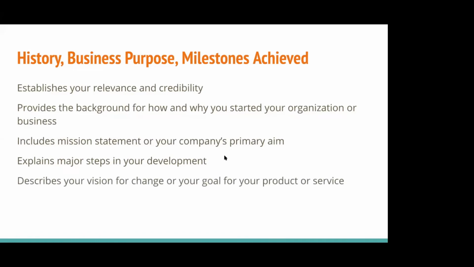And ultimately, it describes your vision for change or your goal for your product or service. This is the bigger picture of what you're trying to do with your business. In this section, this is a lot of stuff. The things that I just talked about, it's a lot. This section sometimes takes quite a while. The good thing is once you've written this and really fine-tuned and honed it, you can typically use this for most proposals. So this might take a little bit of time.